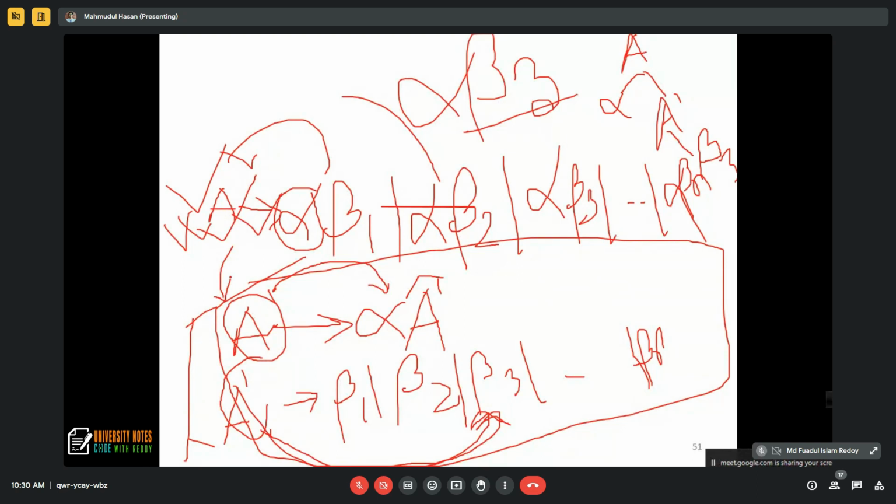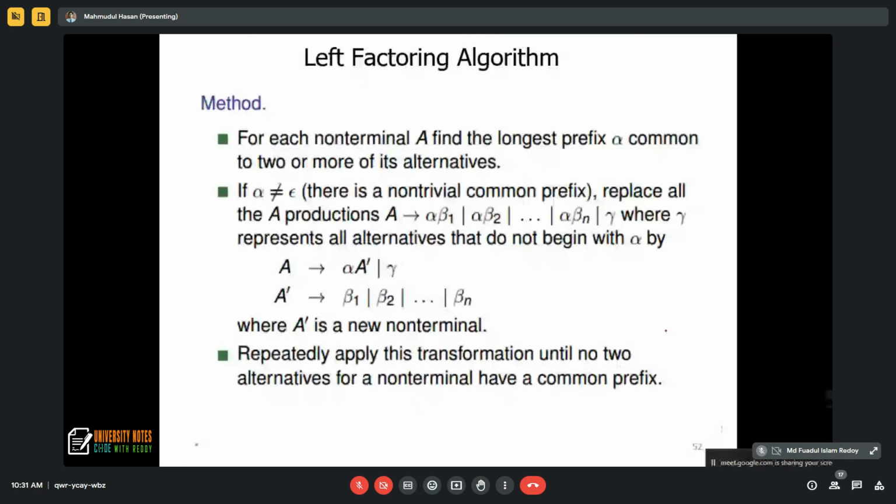Because if we use these production rules, there is no confusion, because from A' you go to beta 1, beta 2, beta 3. Those are different, not the same. Okay, everyone? Okay, so look at this. Suppose, and it is not mandatory that all production rules have the common prefix problem.